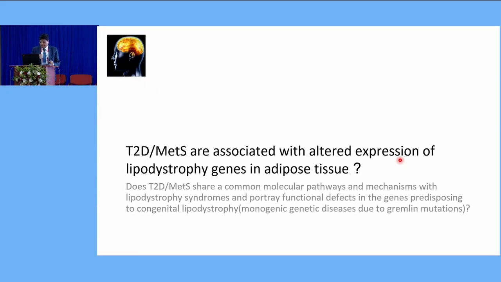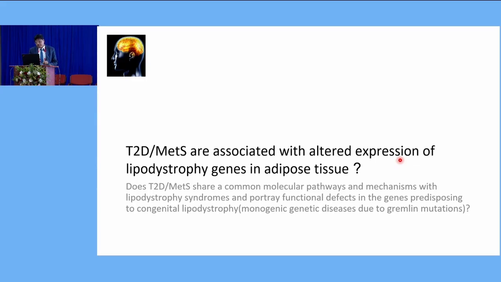So I can go to the next slide. Now the question is: is the T2DM metaphenotype associated with altered expression of lipodystrophy genes in adipose tissue? Now I'm shifting from gene structure, gene sequence polymorphisms, to the gene function aspect of the pathophysiology, because functional genomics really gives you the right answer to most of your questions.